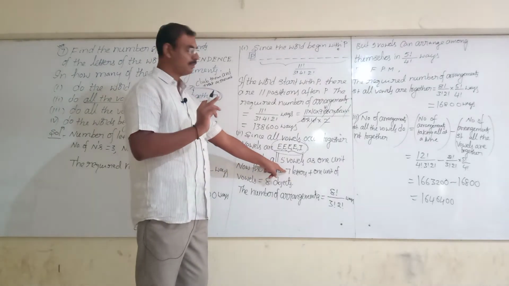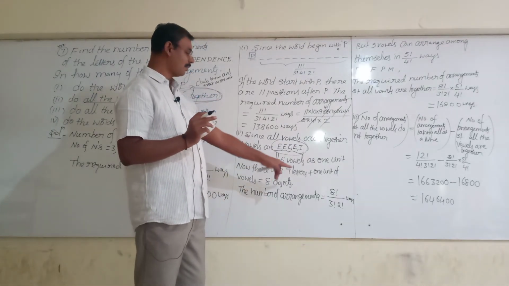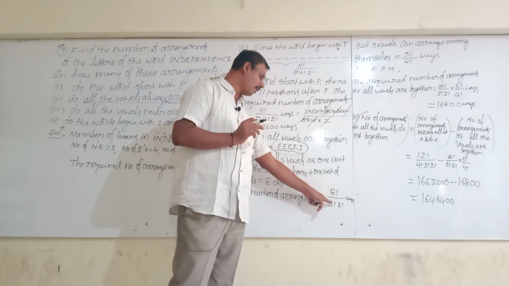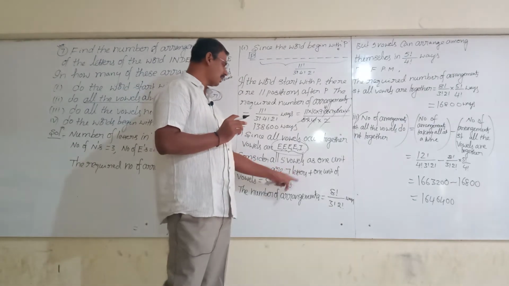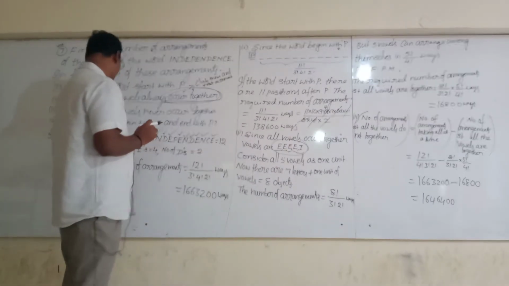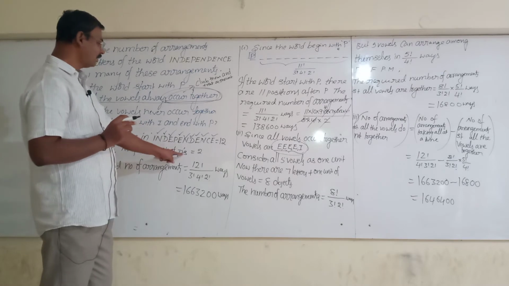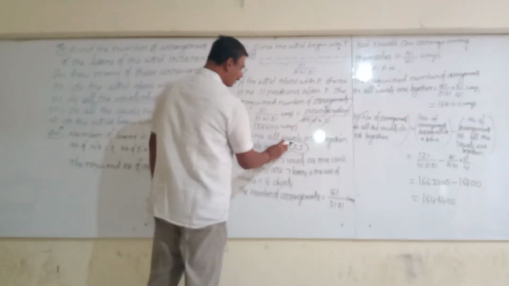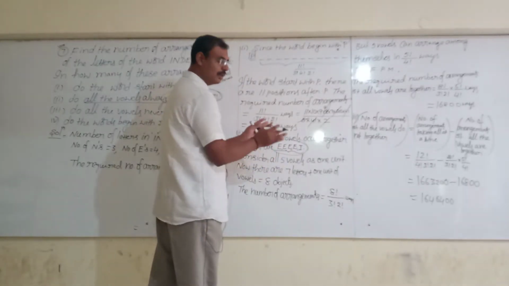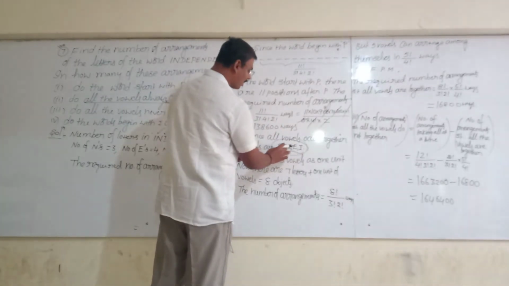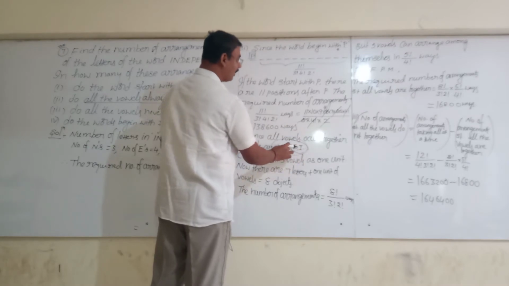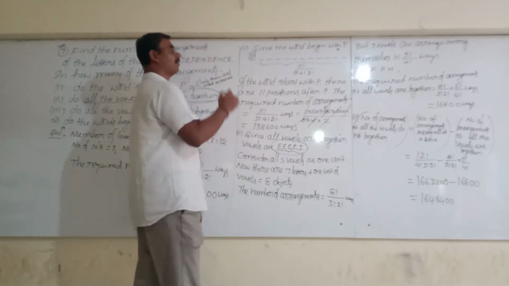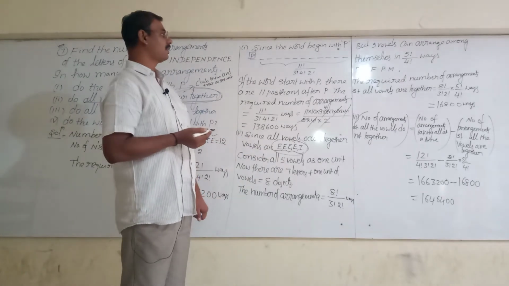There are some similar things. So the required number of arrangements equals 8 factorial upon, in these 7 letters, what are the repeated letters? 3 N's and 2 D's. So divide. But these 5 vowels shall also be arranged among themselves. We can arrange among themselves 5 factorial upon 4 factorial, since the 4 E's are similar.